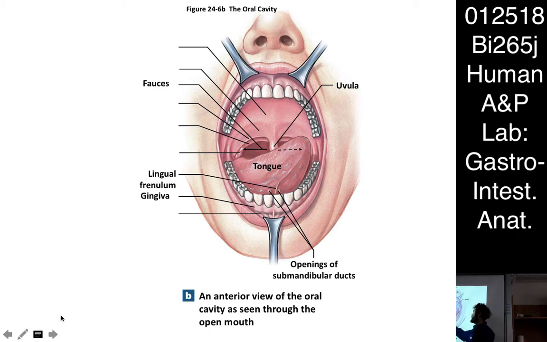This person is sticking their tongue off to the side, and we can see this little strip of tissue called the lingual, meaning tongue, lingual frenulum. Frenulum just means a tendinous strap that is connecting some tissue down the midline. So there are different frenula. There are superior and inferior labial frenula that you see here.